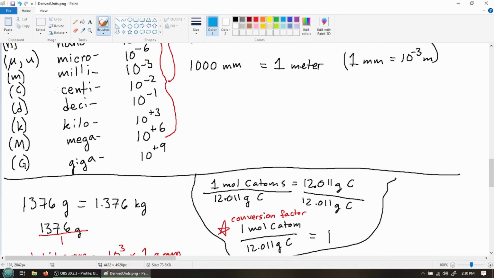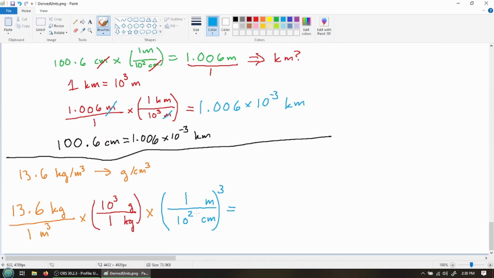So you could say that 1 centimeter equals 10 to the minus 2 meters. That would have 1 on the bottom and the factor of 10 on the top. But we're going to write it this way. And again, either one is okay with me. Just make sure you get the magnitude of the exponent right.